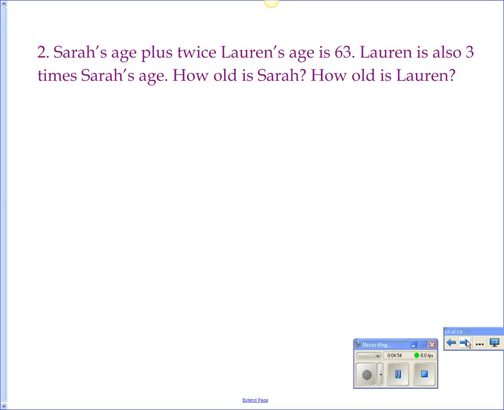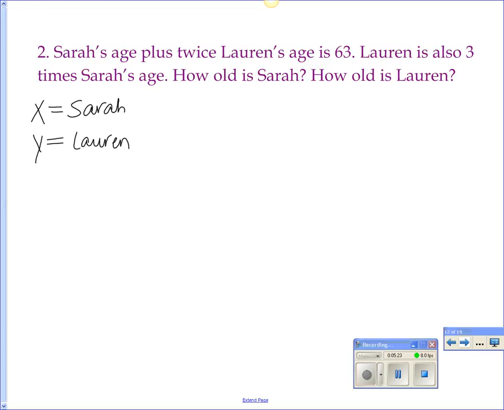Number 2, Sarah's age plus twice Lauren's age is 63. Lauren is also 3 times Sarah's age. How old is Sarah? How old is Lauren? Stephen, what are our X and Y going to be? Who are the 2 people? And we'll do Sarah first because that's the order they give it to us in. So Sarah and Lauren. Okay.